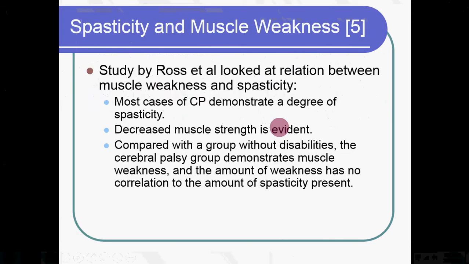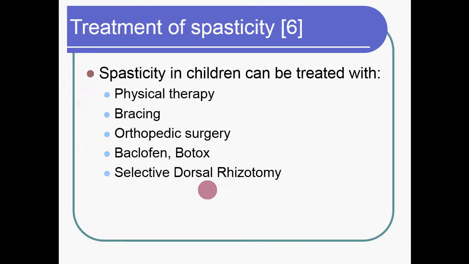A study by Ross et al. looked at the relation between muscle weakness and spasticity. Most cases of cerebral palsy demonstrate a degree of spasticity. Decreased muscle strength is evident. Compared with a group without disabilities, the cerebral palsy group demonstrates muscle weakness, and the amount of weakness has no correlation to the amount of spasticity present.